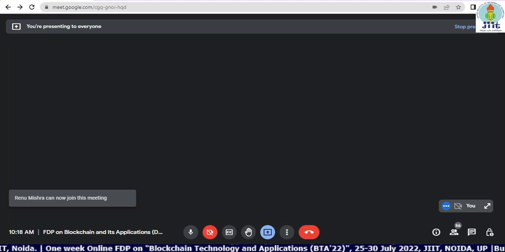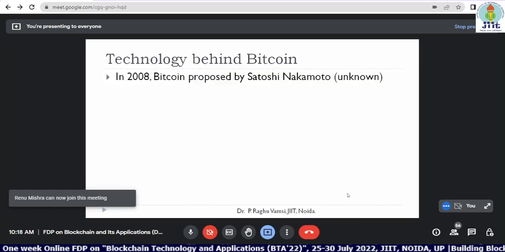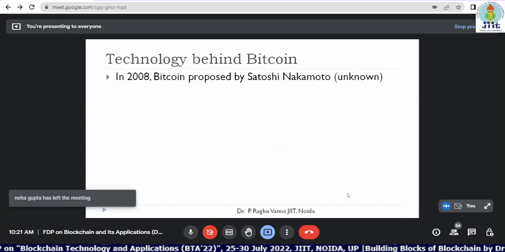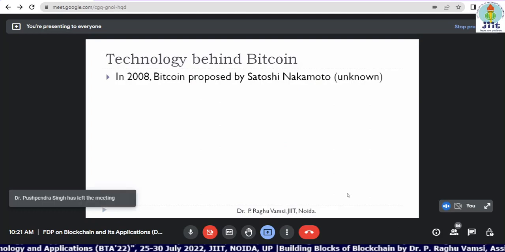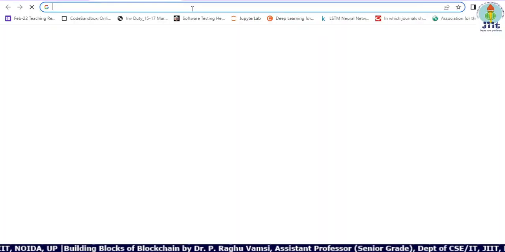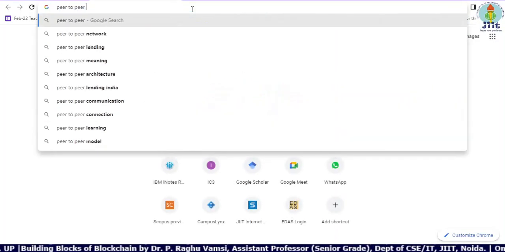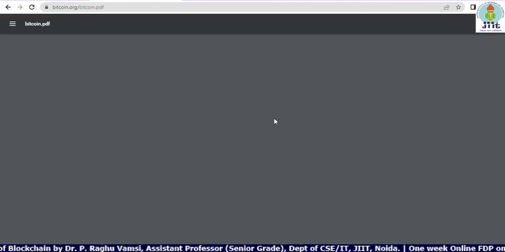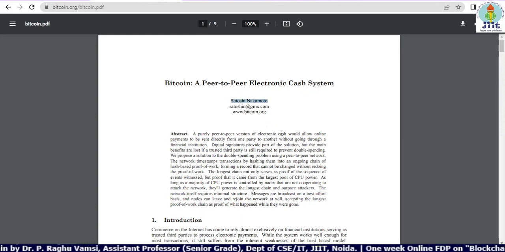In 2008, Bitcoin was proposed by Satoshi Nakamoto. We don't know who this person is, whether a single person or maybe a group of persons. Satoshi Nakamoto released a white paper in 2008 called the peer-to-peer electronic cash system, which is Bitcoin. This paper is available over the internet also. Those who want to can go through this peer-to-peer electronic cash system, the white paper released by Satoshi Nakamoto in 2008.